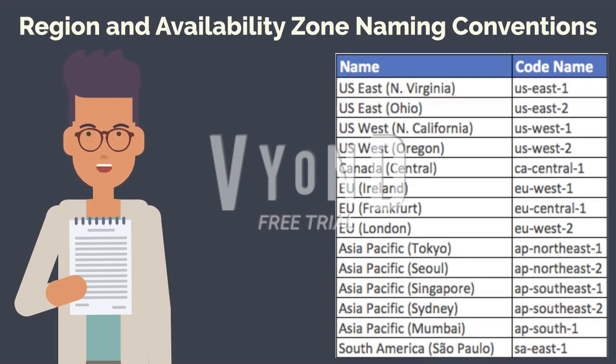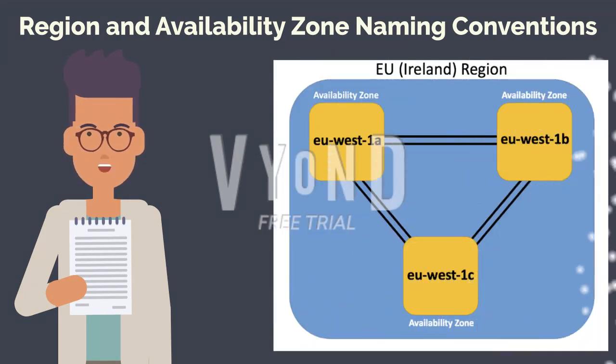For instance, the AZs within the EU West 1 region, EU Ireland, have the following code names: 1. EU West 1A. 2. EU West 1B. 3. EU West 1C.